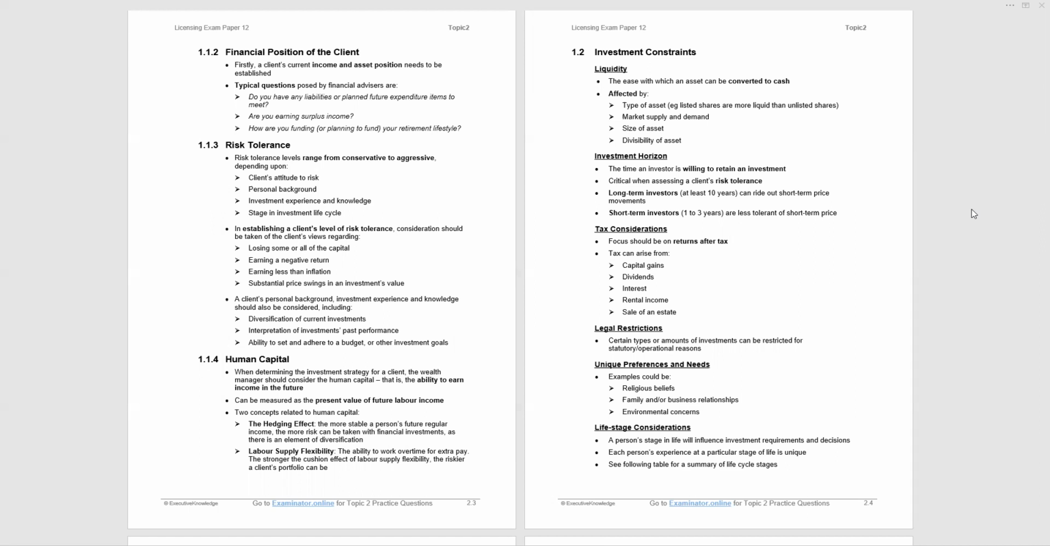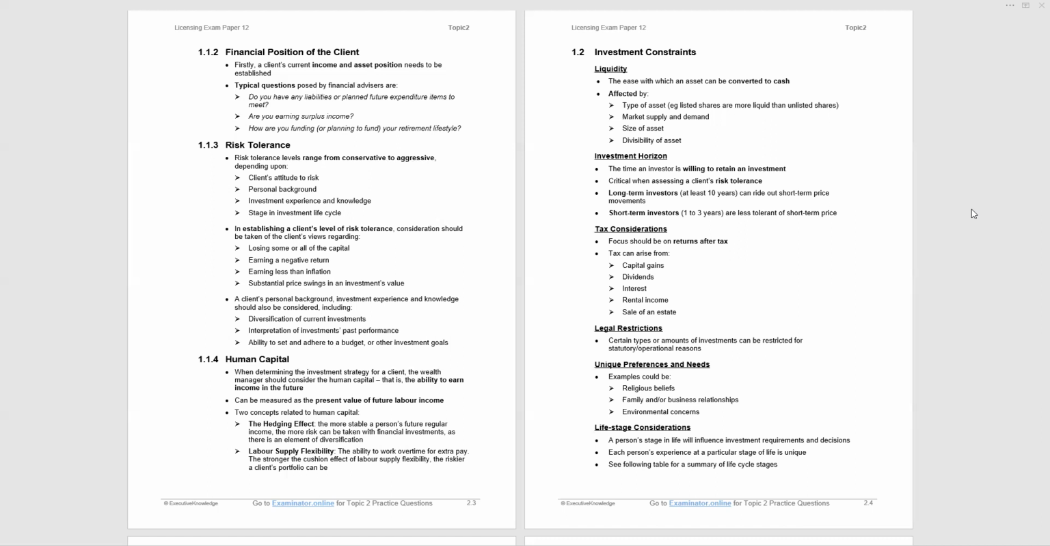Now, when you establish a client's level of risk tolerance, you should take into consideration the client's views, their own personal opinions on losing some or all of the capital. And if that's just not something they can contend with, then you've got to take that into consideration. Their views on earning a negative return. Are they comfortable in the long term that there will be negative returns and hopefully positive returns that outweigh the negatives? Earnings less than inflation, is that a problem? And substantial swings in investment value. If a client is uncomfortable with substantial price swings, then you're not going to go for risky assets.